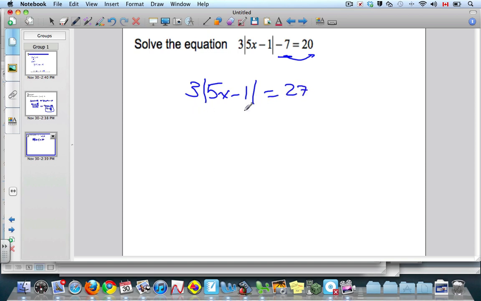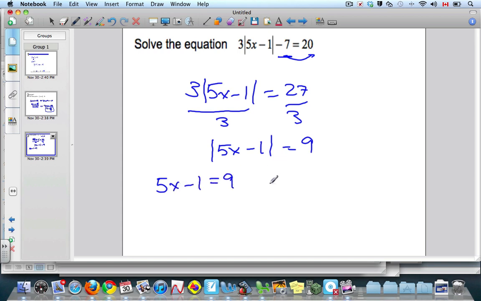Now, to get the absolute value sign by itself, what do I have to do to get rid of the 3? The inverse operation is divide by 3. So divide by 3. Now we're just left with the absolute value of 5x minus 1 equals 9.